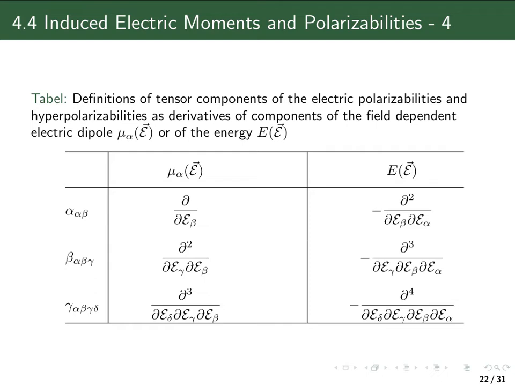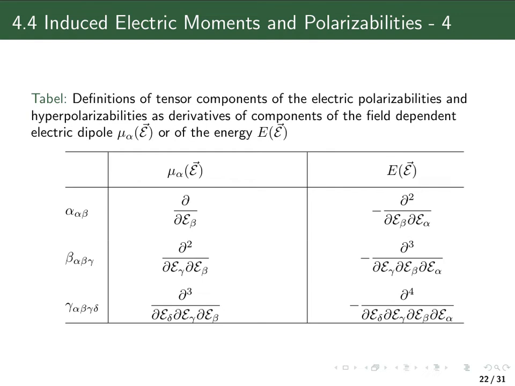Simultaneously, we can also define them as derivatives of the field-dependent energy here. And there now the polarizability is equal to minus a second derivative of the energy, or derivative with respect to two components of the electric field. Which is the reason why sometimes polarizabilities are also called second order properties, because they correspond to a second derivative of the energy. And first hyperpolarizabilities are then called third order properties because they correspond to the third derivative of the energy with respect to three components of the electric field.